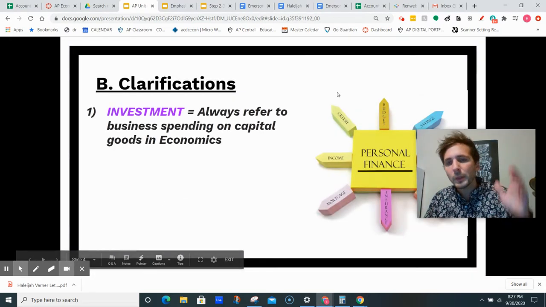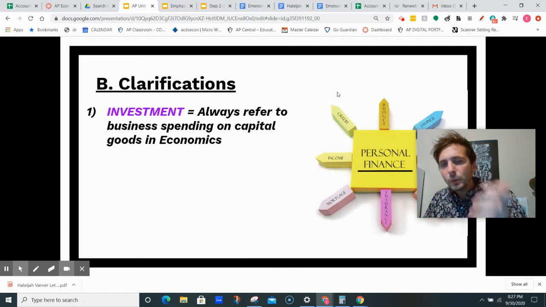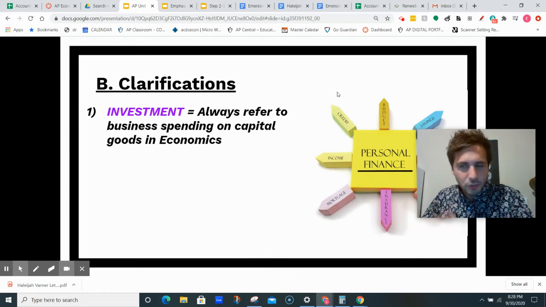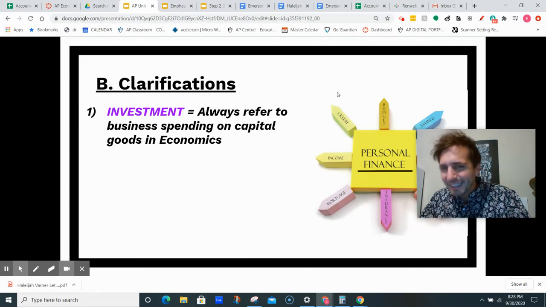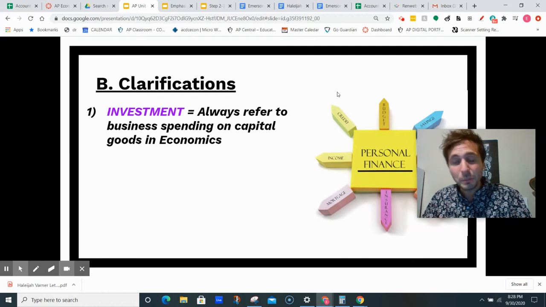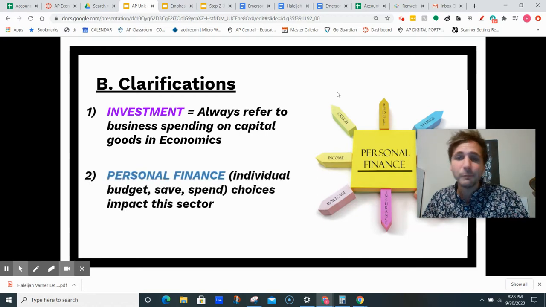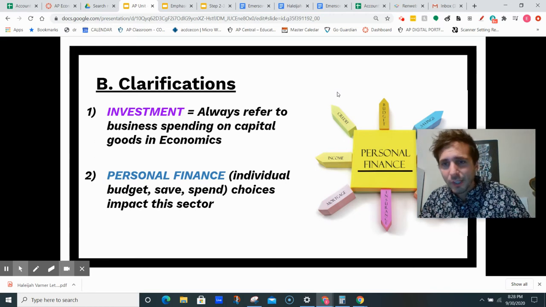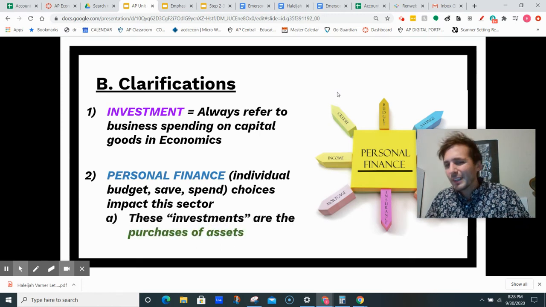Okay, so a couple of clarifications for you. We'll move through these pretty quickly. Investment. When we use the term investment, we're talking about the purchase of capital goods, not investment in interest bearing assets. When we talk about personal finance, which we're talking about right now, this is individuals making budgeting, spending, and saving choices that impact our economy or impact this financial sector. So when we talk about those things, they're purchase of assets, they're not investments.